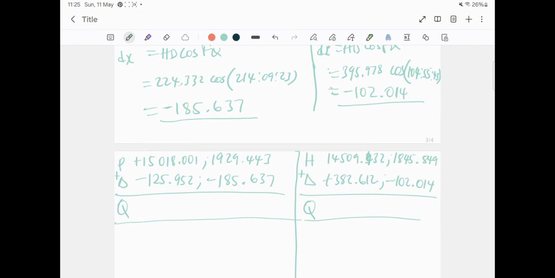15,018,001 plus negative 125,952. So here we're getting positive 049. So the other side it's 1929,443 plus negative 185,637. So we're getting positive 1743,806.